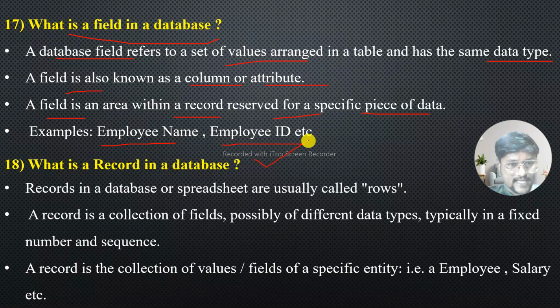And next question we have, what is a record in the database? So records in the database or spreadsheets are usually called rows. A record is a collection of fields, possibly of different data types, typically in a fixed number and sequence. A record is a collection of values or fields of a specific entity, that is employee, salary, etc.